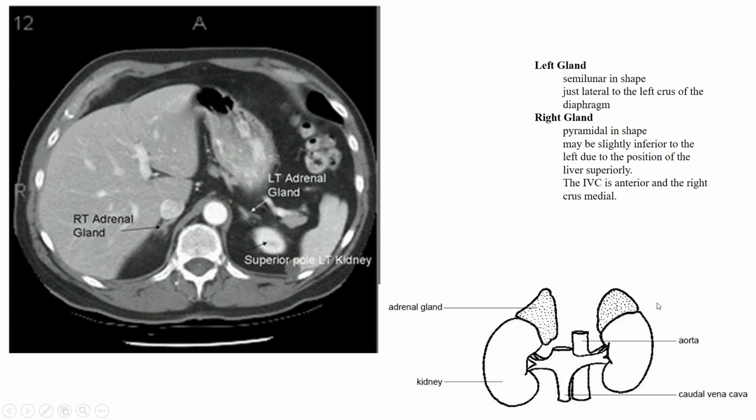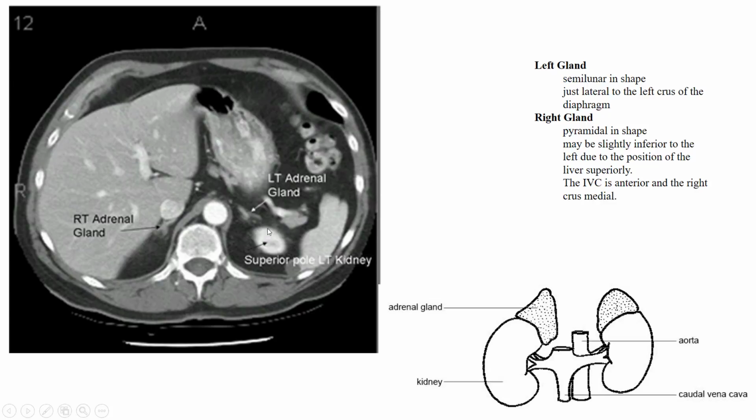When looking at coronal drawings or images of the adrenal glands, the left gland will appear a bit more dome-shaped or semi-lunar, and the right one appears more like a triangle or a pyramid, so they have slightly different shapes. But on axial CT scans, you won't really notice a difference.